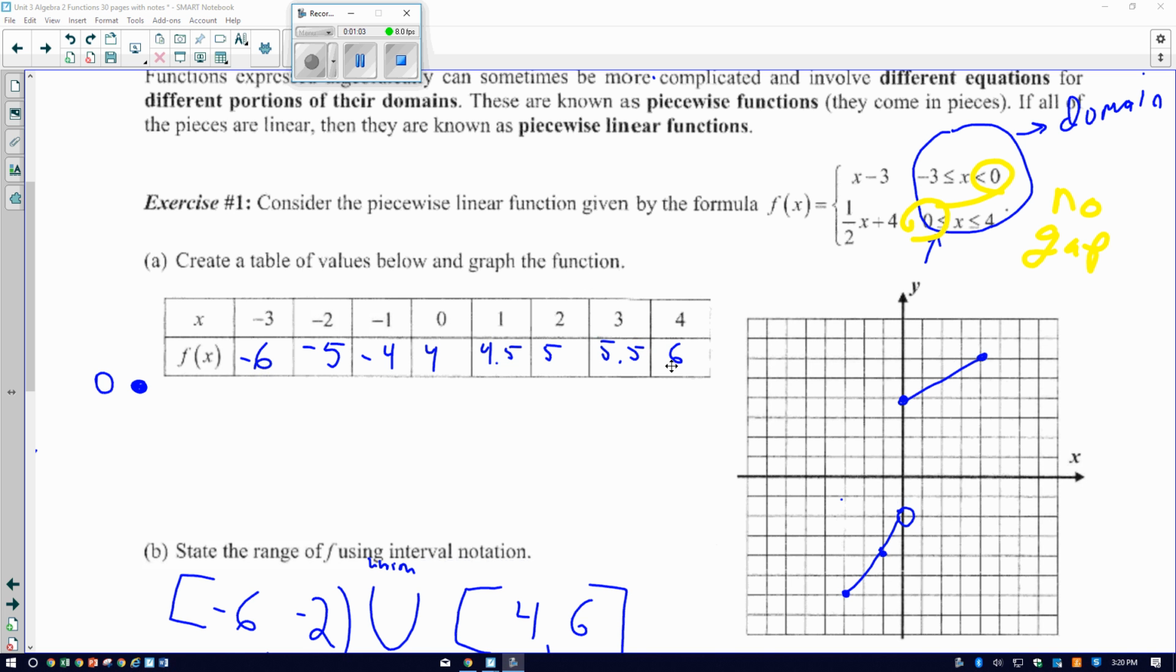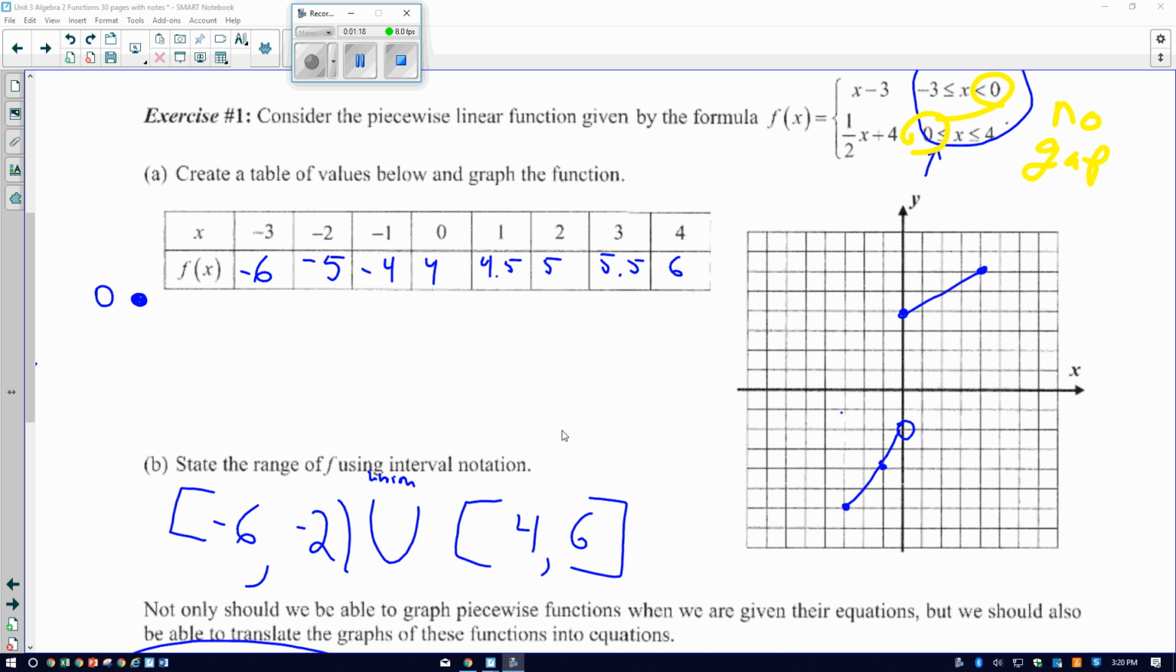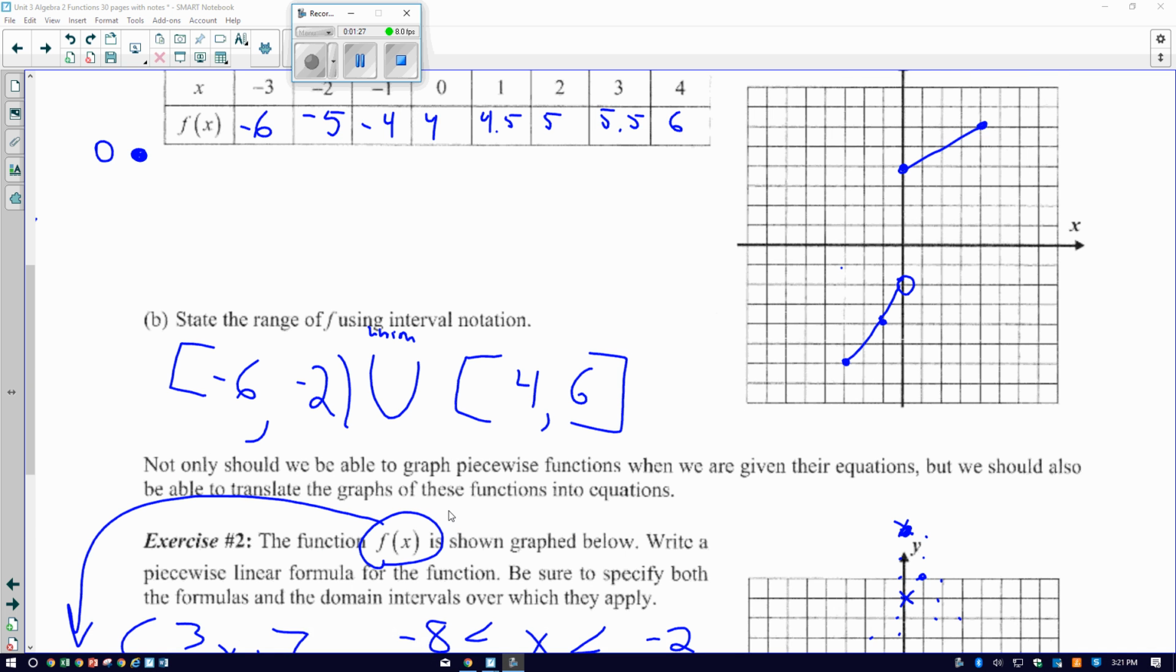We started filling them in. So our last point that we plotted was right here at -1, -4. But we had to go close to 0 by plugging 0 into this equation, and it would be at -3, but we made it an open circle. Interval notation means we use parentheses and brackets. This means union. Union means we're going to join them together.